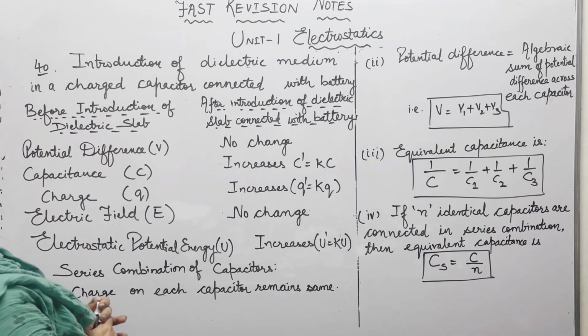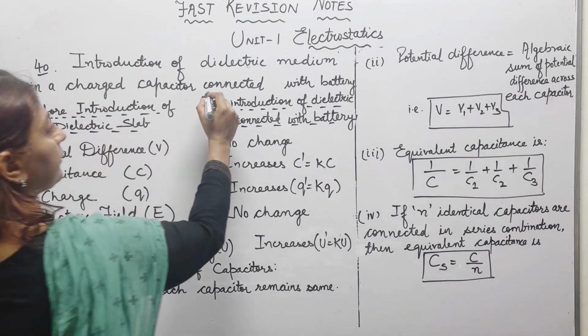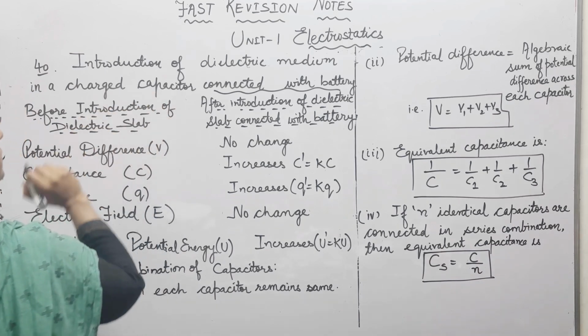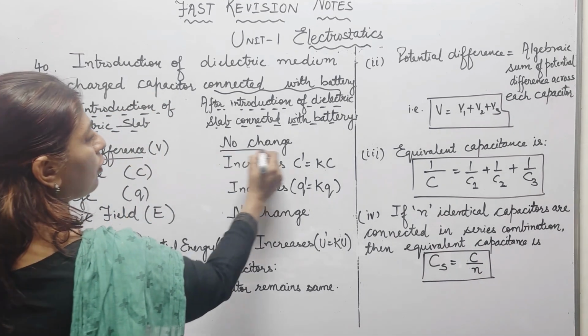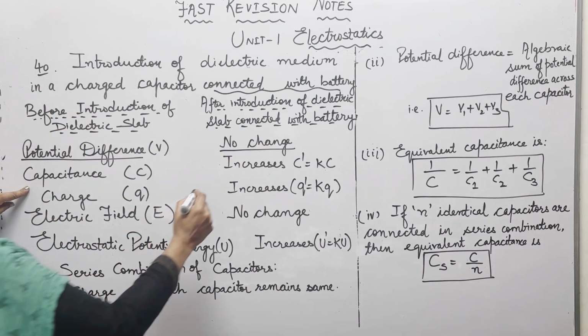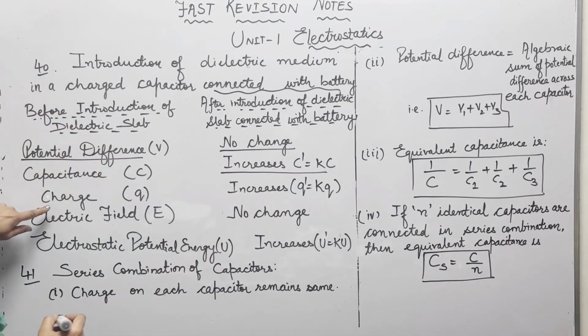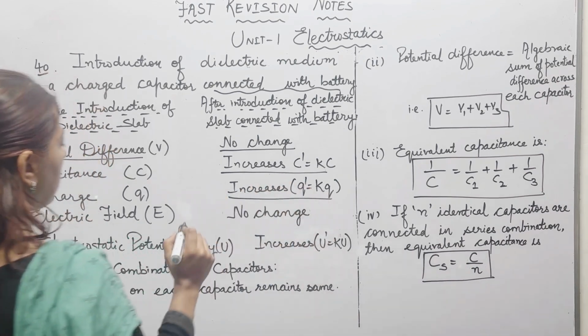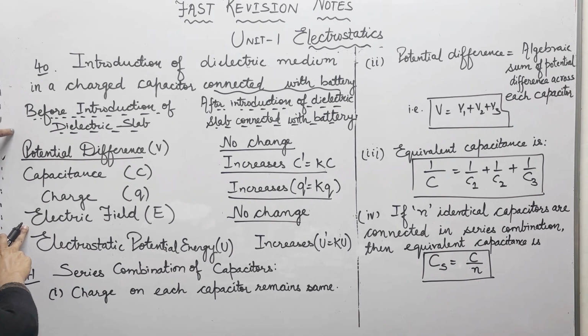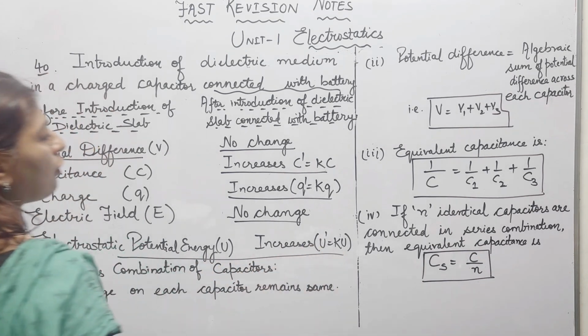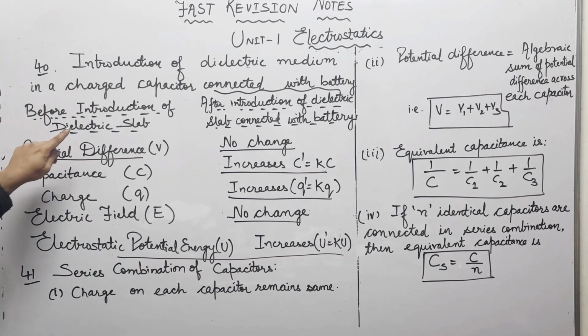Introduction of a dielectric medium in a charged capacitor that is connected with a battery. Now this capacitor is connected with a battery, so there will not be any change in the potential difference. Capacitance increases by the same ratio K, charge will also increase, and the electric field again won't change. There is no change in potential difference and electric field. Capacitance and charge are going to increase, and the electrostatic potential energy will also increase on introduction of the dielectric slab that is connected with the battery.